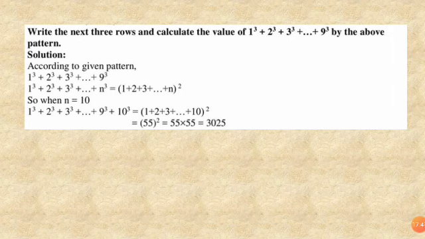So the sum of cubes is equal to the square of the sum: 1 plus 2 plus 3 plus up to 10, the whole square. Here 9 plus 1 is 10. So the sum of cubes is equal to 55 the whole square. 55 into 55 is 3025.